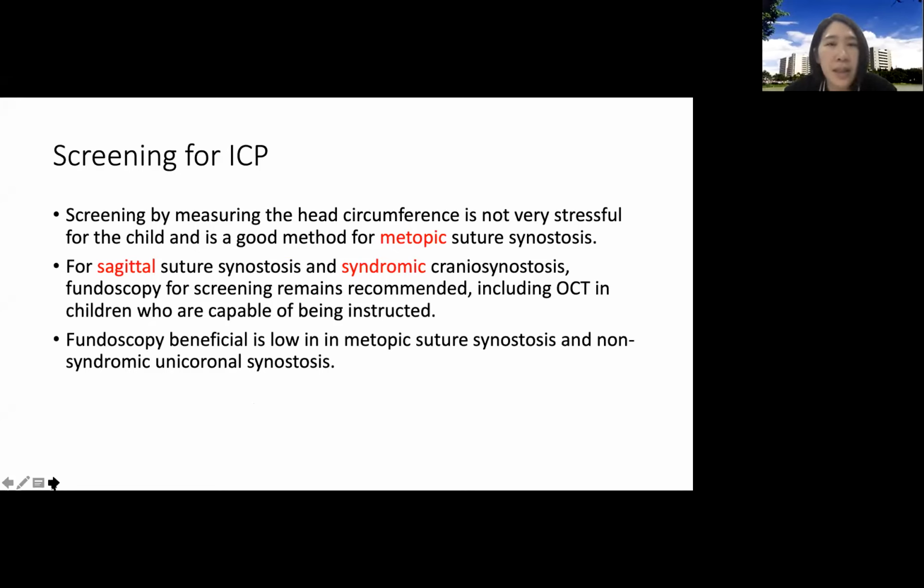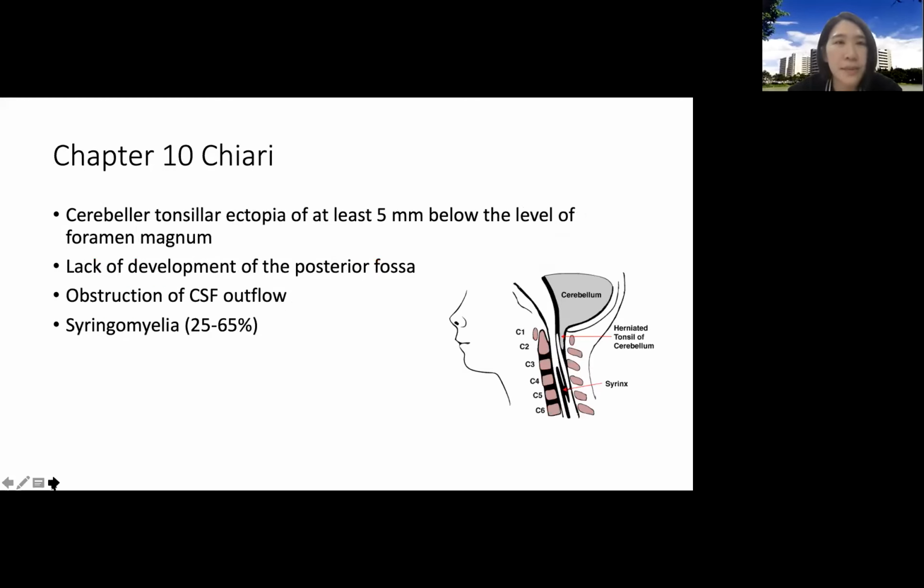To conclude, as I mentioned previously, for metopic suture synostosis you just need to monitor head circumference. For sagittal suture or syndromic patients, you should do fundoscopy annually, or you could do OCT if the children are capable of being instructed. The benefit of fundoscopy is very low in metopic and non-syndromic unicoronal synostosis.